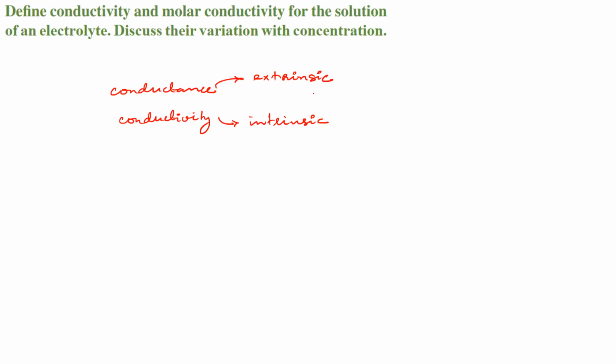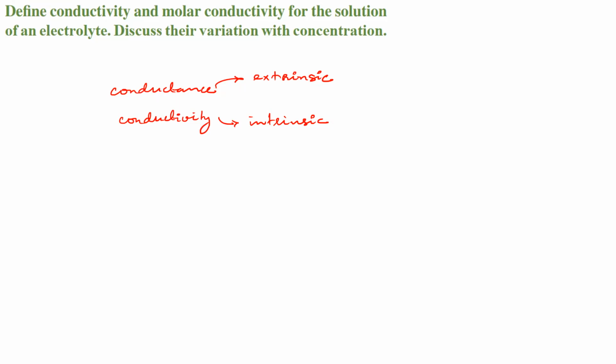Now, whenever you have an intrinsic quantity, for example, density: mass can be extrinsic. If you take more mass, the number you get on the weight balance will be higher. But if you talk about density, you have to divide mass by something, that is volume. Similarly in conductance, you directly measure the electricity that is being conducted.